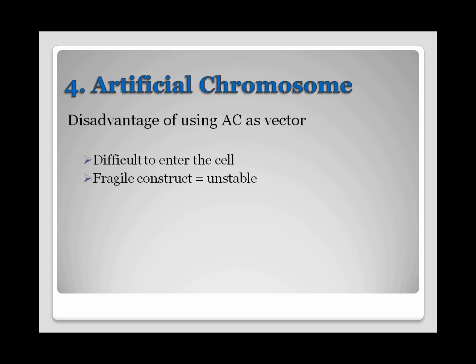But there are disadvantages also in using artificial chromosome. Artificial chromosome will be difficult to enter the cell as the chromosome is sometimes too large. And the AC is also very fragile and unstable because it is a very long sequence of chromosome.